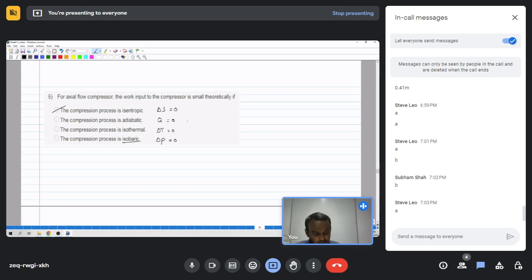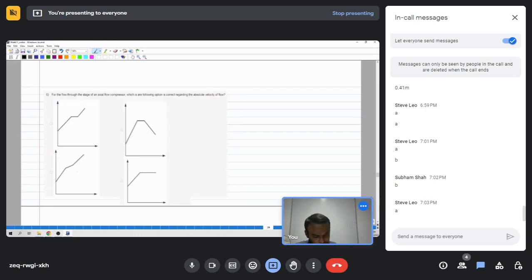For all conditions you can write the thermodynamic expression and you can see the work done. Flow through the stage of an axial flow compressor, which of the following is correct regarding the absolute velocity? So this is absolute velocity. Maybe you cannot see it.